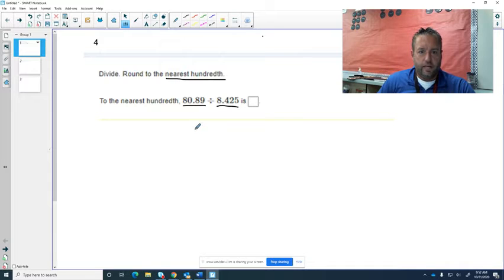So we take 80 and 89 hundredths divided by 8 and 425 thousandths.